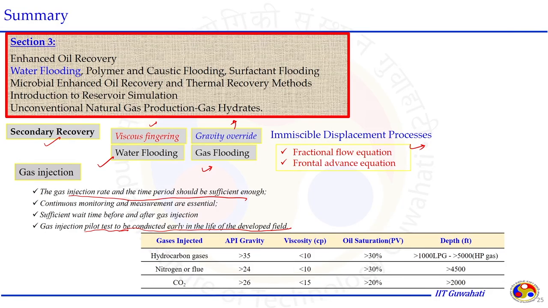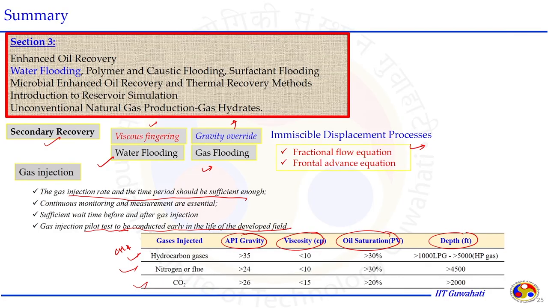Similar to water injection, the gas injection properties can also be listed out, and in the case of gas injection, we could inject hydrocarbon gases, that is CH4, or nitrogen or flue gases, or CO2 or any other gases. There are criteria established for choosing the appropriate gas injection depending on the fluid properties and the reservoir parameters. So for example, at what depth we are injecting, what oil saturation is present in the domain, and what is the viscosity and density of the oil. Accordingly, the choice of gas injection can be selected and implemented as a secondary recovery process.